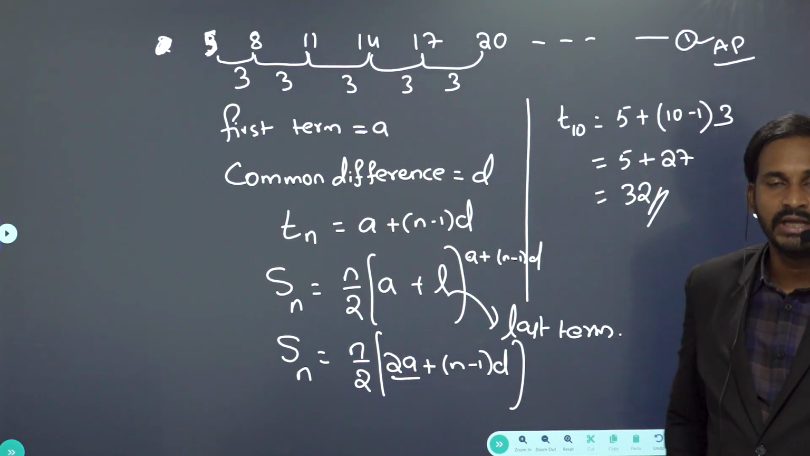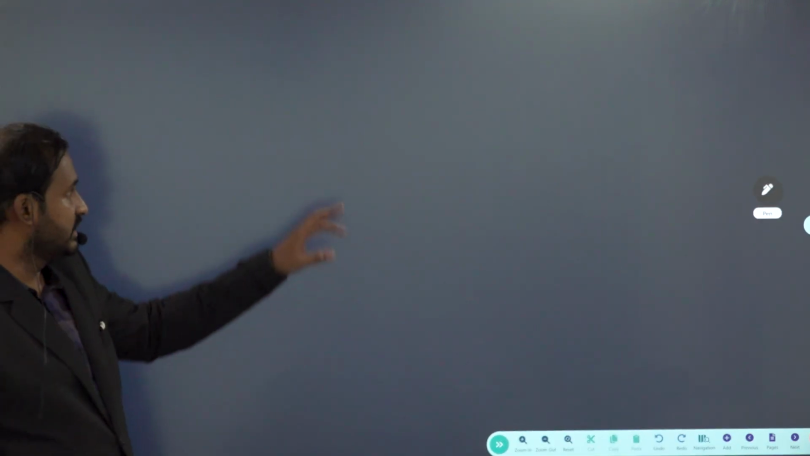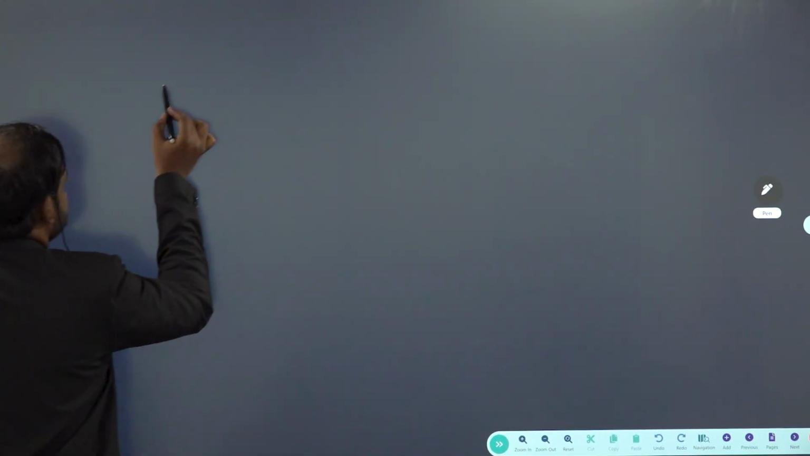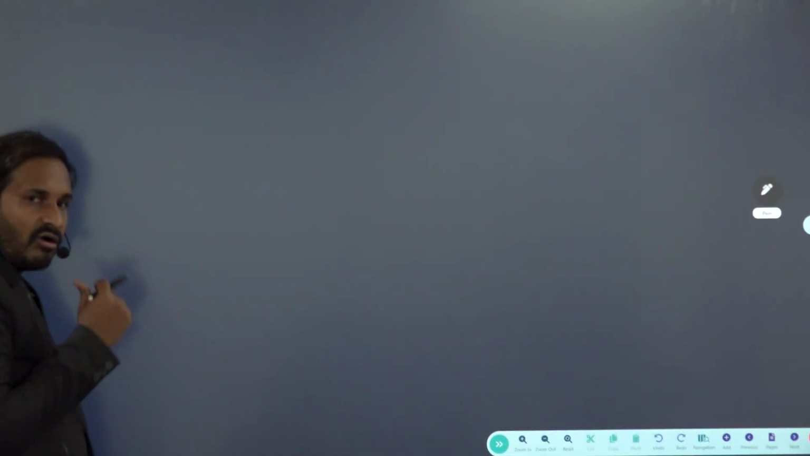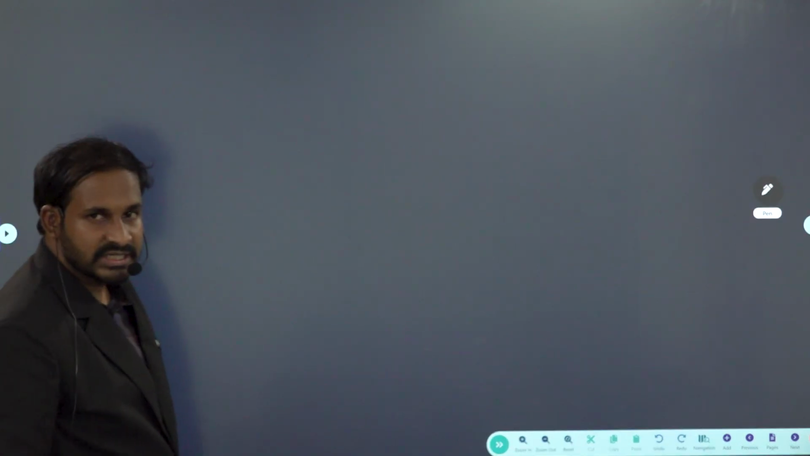n by 2 into 2a plus n minus 1 into d. Okay, right. Now similarly, students, this is the general case which we see. Sometimes the same formula applies, since all the natural numbers are in arithmetic progression. Is it correct or not? Yes, it is correct. All the natural numbers are in arithmetic progression. Why? Because their common difference is always 1 between any successive numbers.